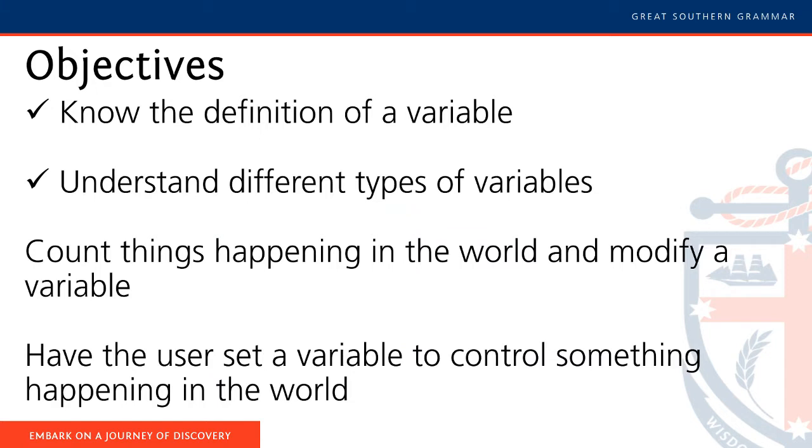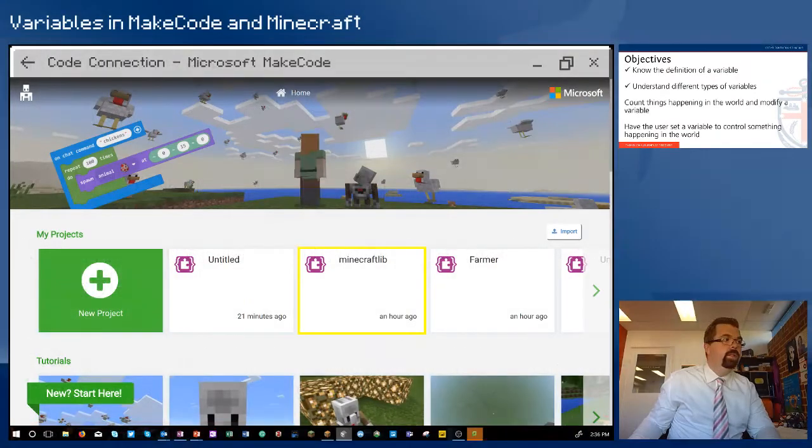Okay, let's jump into Minecraft now, and we're going to take a look at creating a very simple program to count arrows and arrow shots. This will be the first one that we look at with a variable.